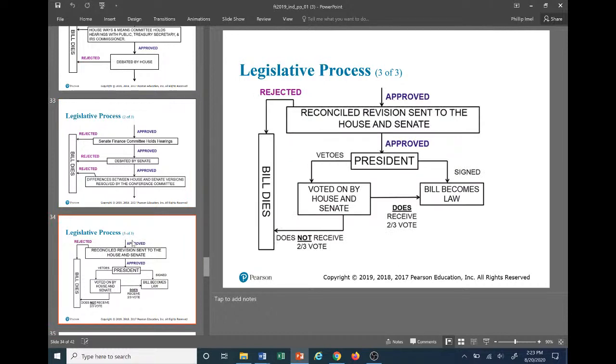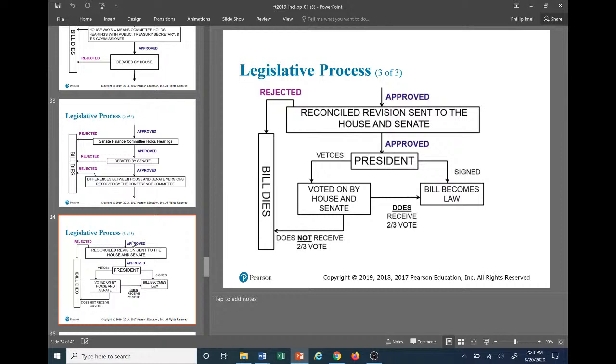From that point, if it's approved, then the reconciled version is sent to the House and Senate once again. And at that final step with the House and Senate, if they approve it, then it goes to the President. If they reject it, the bill dies. So you can see here that at any stage, if the bill is rejected, it just dies and has to start all over from the beginning.